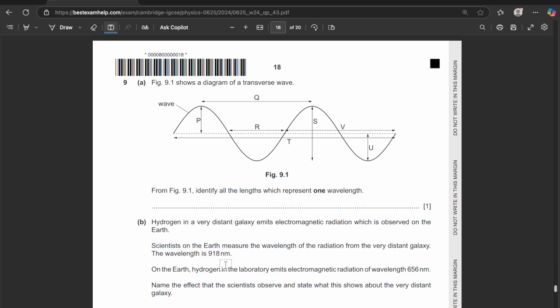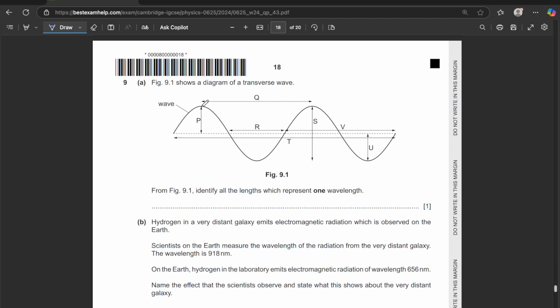Now, figure 9.1 shows a diagram of a transverse wave. From figure 9.1, identify all the lengths which represent one wavelength. Okay, all the lengths. So wavelength is the distance between two adjacent crests or troughs.